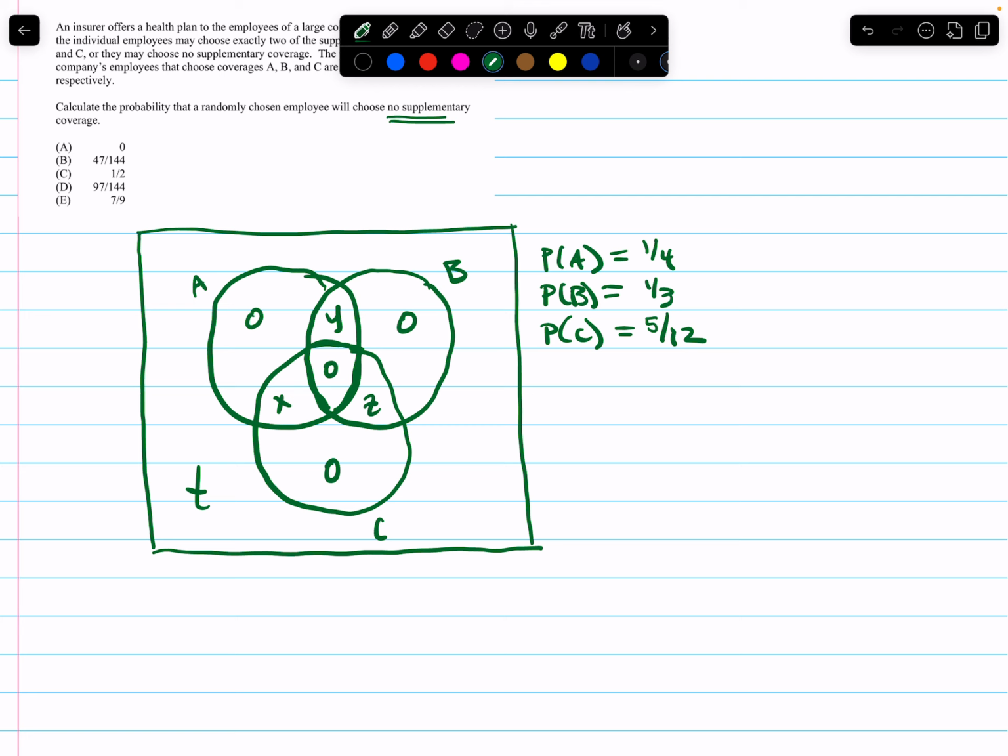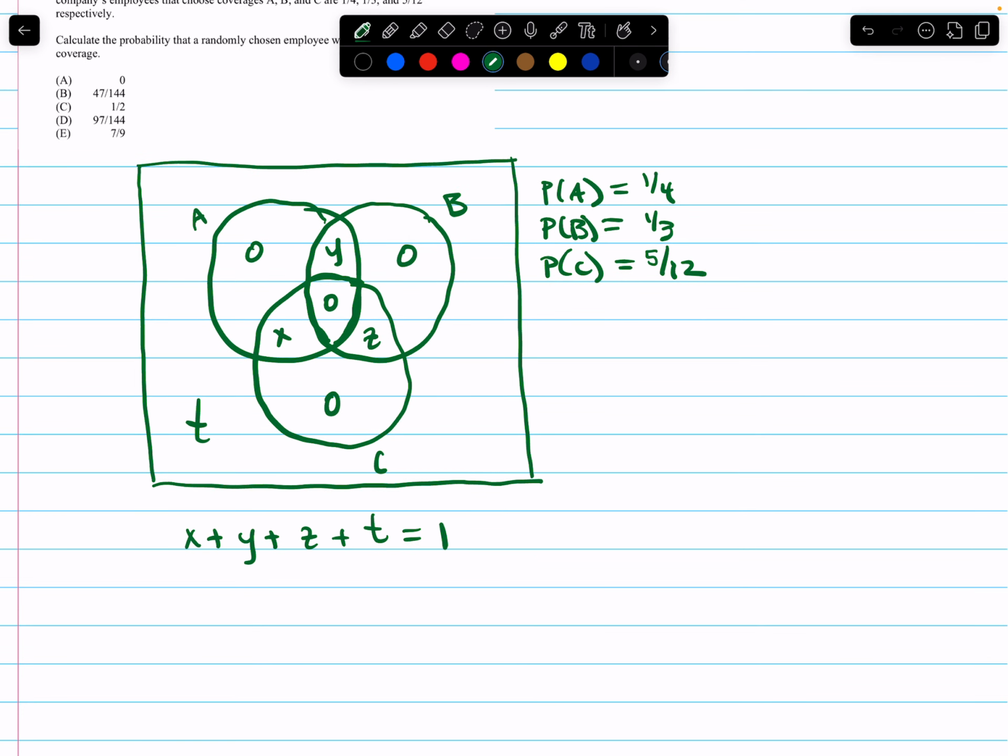And one thing we know is that if we add up all the disjoint pieces, X plus Y plus Z plus T, we get 1. All right, what else do we know? We know that X plus Y is equal to A, which is 1/4, the probability of A. We know that Y plus Z is the probability of B, so that's 1/3. And lastly, X plus Z is the probability of C, and that is 5/12. So here we have our 3 equations and 3 unknowns, so we have enough to solve this system.